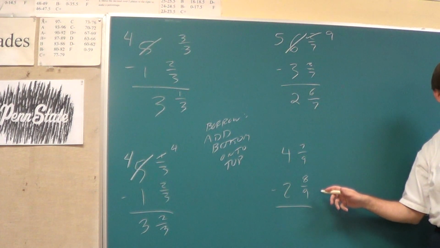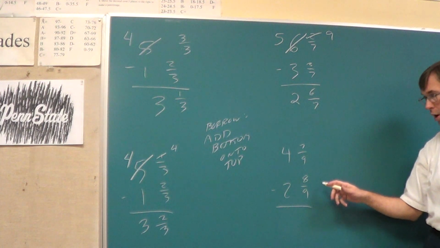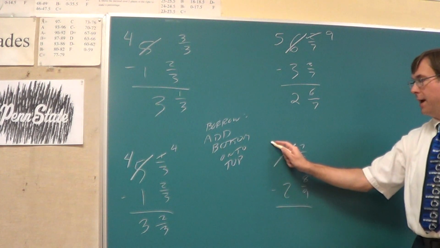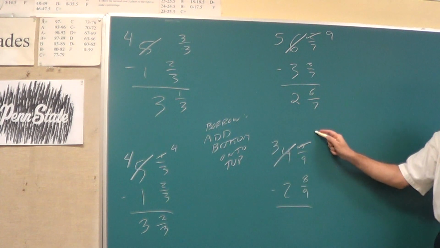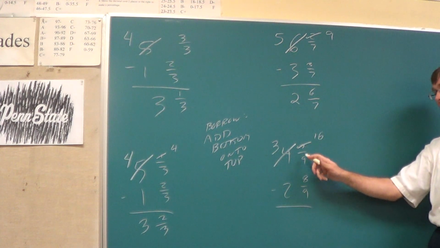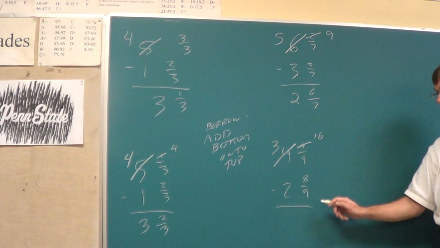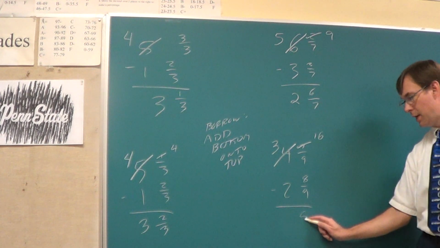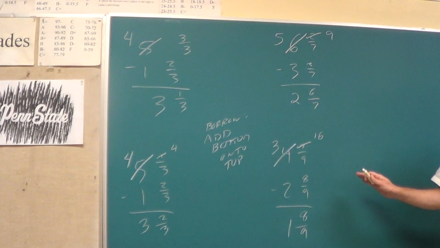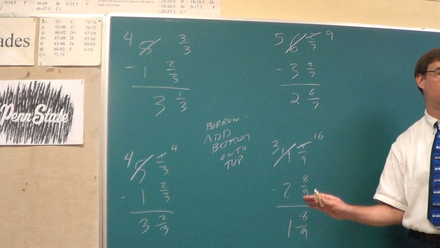One more of those. Need to borrow? Need to borrow. Why? The 7 is smaller than the 8. So borrow from 4 makes 3. 9/9 gets in there, but it doesn't become a 9. 12? 11? 14? 16 is correct. Add the 9/9 onto the 7/9. If you add 9 onto 7, that's 16. So subtraction, 8 ninths. 8/9. This part, 1.